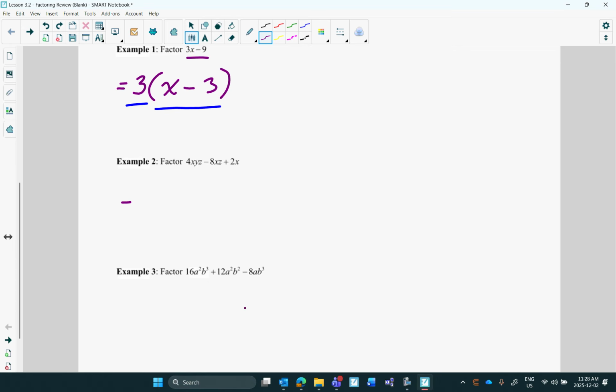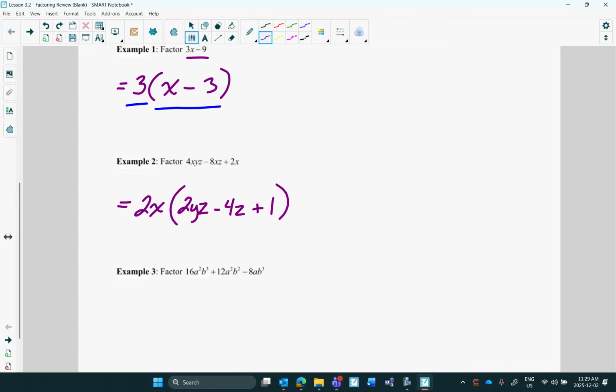What's the greatest common factor of these 3 terms? 2x. Because I can take a 2 out of all of them, and I can take an x out of all of them. That's my first factor. My second factor is when I divide everything by the GCF I just found. So what do I get? 2yz. Subtract 4z. Plus 1. Good. Because remember, 2x divided by 2x is 1. They don't just cancel each other out to nothing.